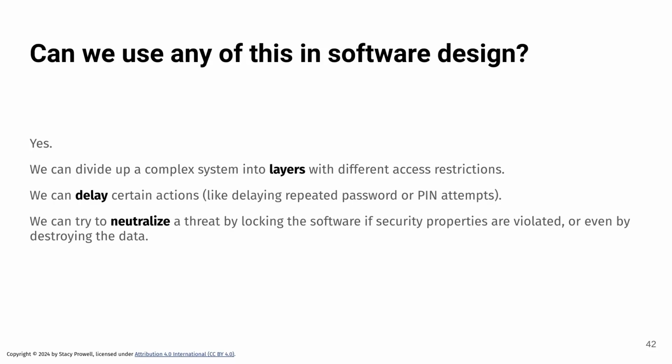We can try to neutralize a threat by locking the software if security properties are violated, or even by destroying the data. That's maybe an extreme case. When we get to the case study, we'll see how that can be used to make a system very secure. It directly neutralizes the attacker. We detect the threat, we throw away all the data, which is what the attacker is there to get. Then they can't get the data and they can't accomplish their mission.